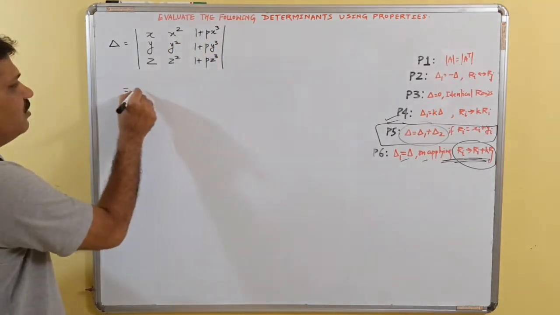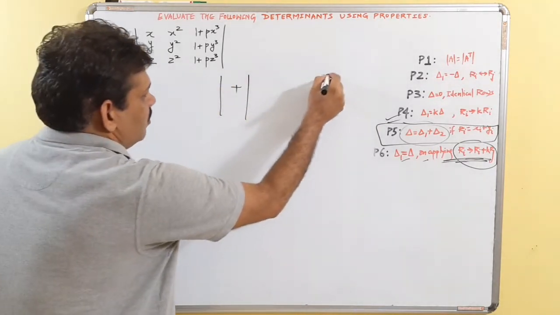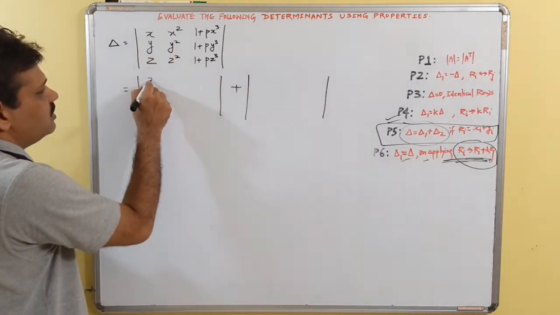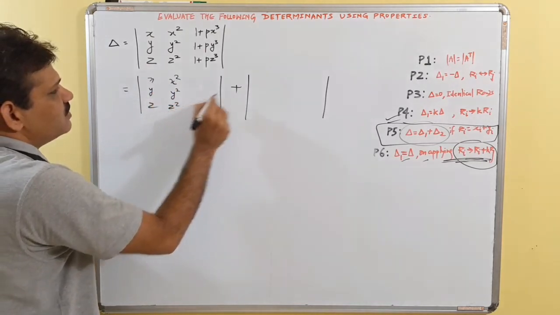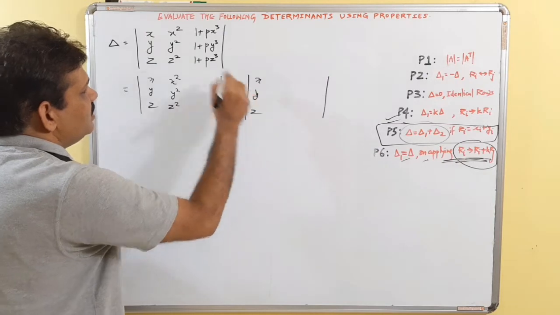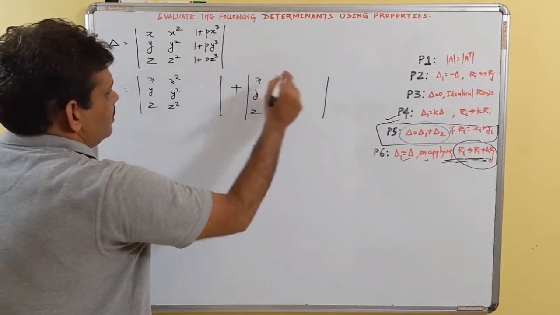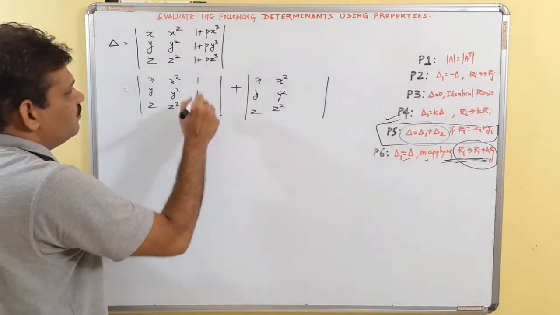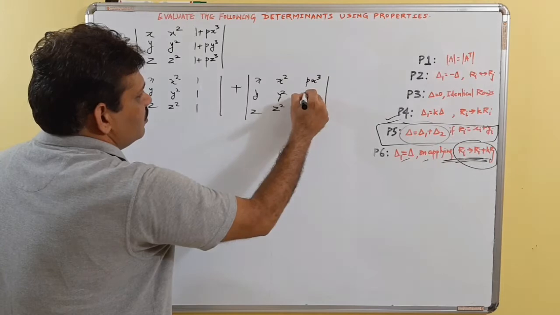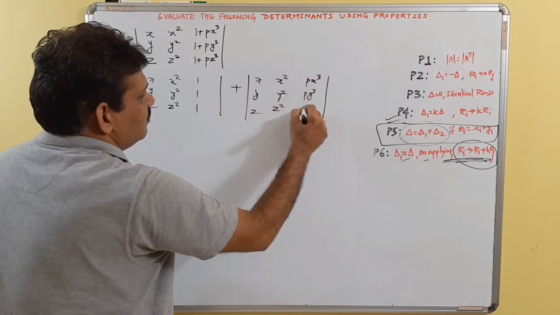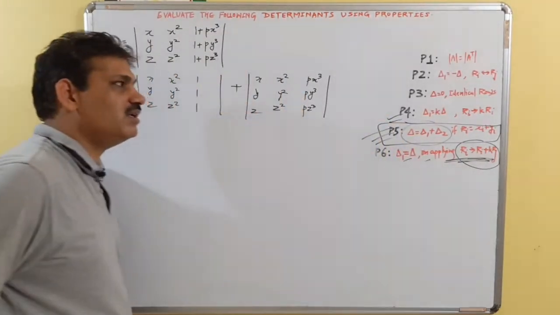So we will split this determinant into 2 parts, out of which the first and second rows will be the same: x, y, z, x square, y square, z square. Here also x, y, z, second is the same, x square, y square, z square. Here we will use 1, 1, 1, that is the first term, and here px cube, py cube, pz cube. So we have used the fifth property here.